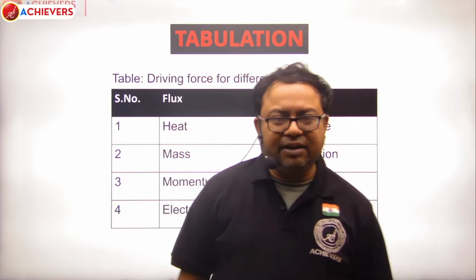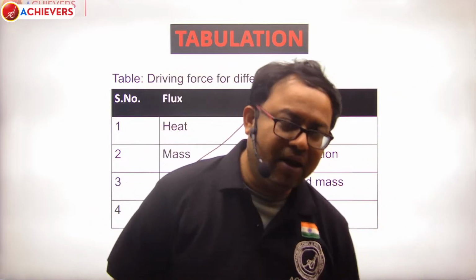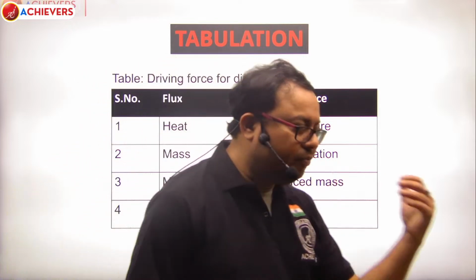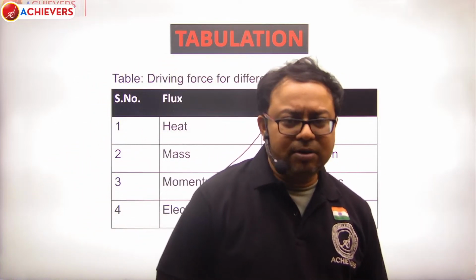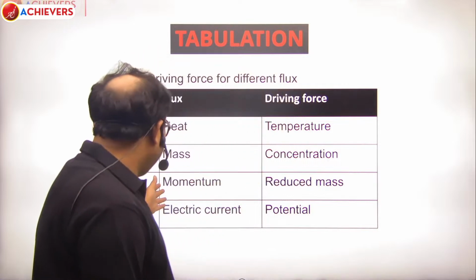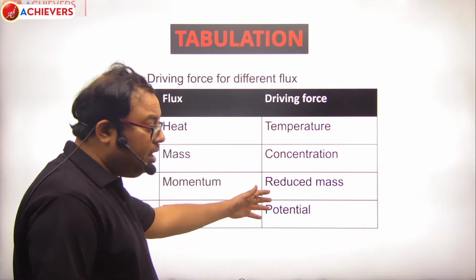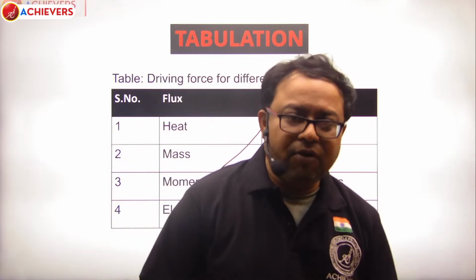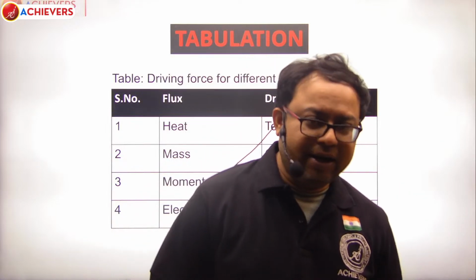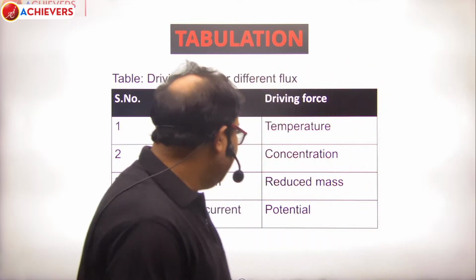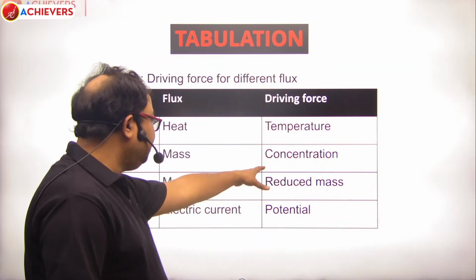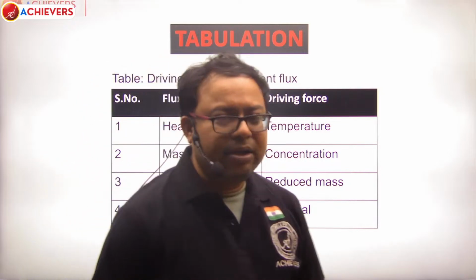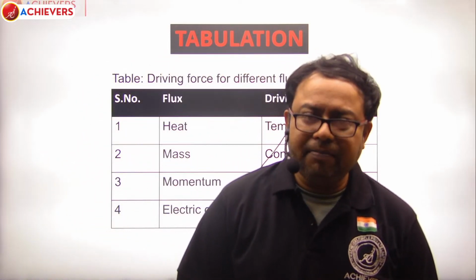We all know that if there is a temperature difference, then there will be a flow of heat. If there is a concentration difference, then there will be a flow of mass. We know this is the process of diffusion. If there is a difference in electrical potential, then charge will flow, as we are already acquainted with Ohm's law. And similarly, if there is a gradient of reduced mass, then obviously there will be a flow of momentum.